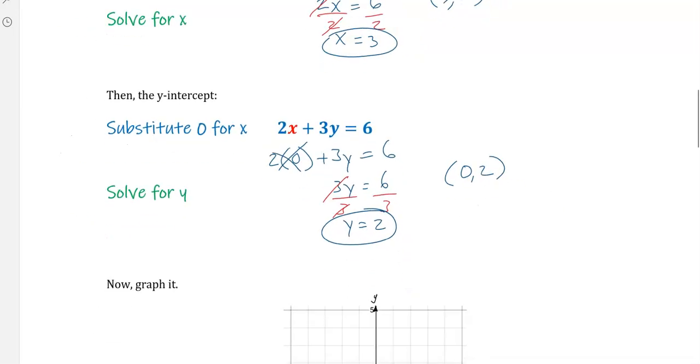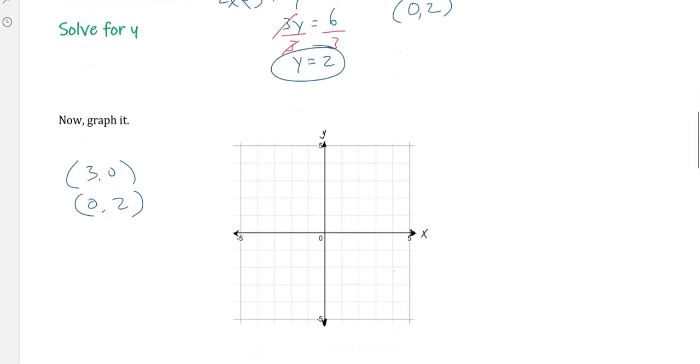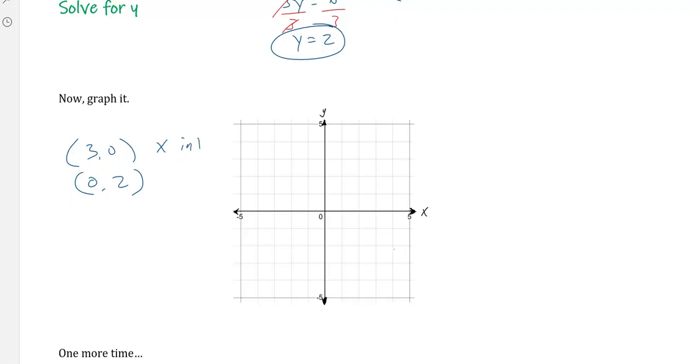All right, so now we can graph it. So remember, we had (3, 0) and (0, 2) for our 2 points, the x-intercept and the y-intercept. X-intercept, y-intercept. Okay, so (3, 0). Go over 1, 2, 3, up 0. There's our x-intercept. And our y-intercept is (0, 2), up 2.